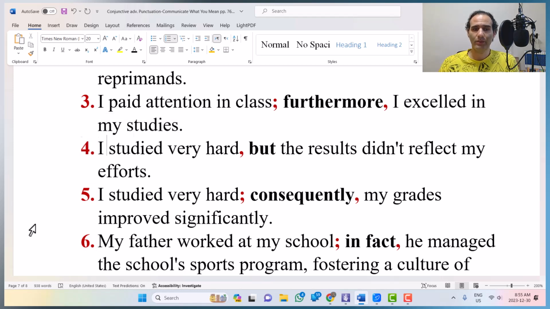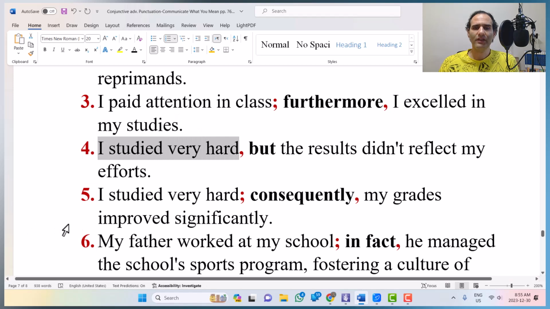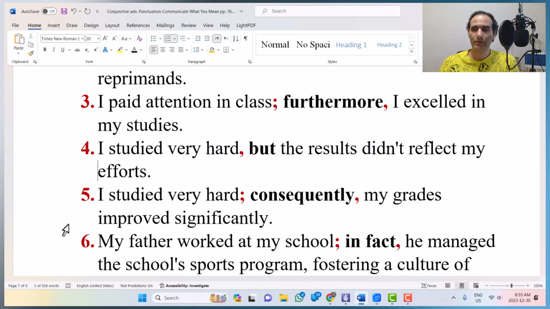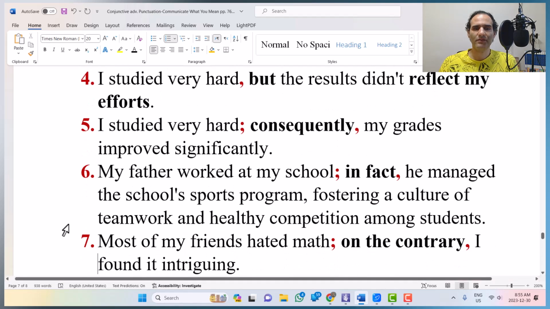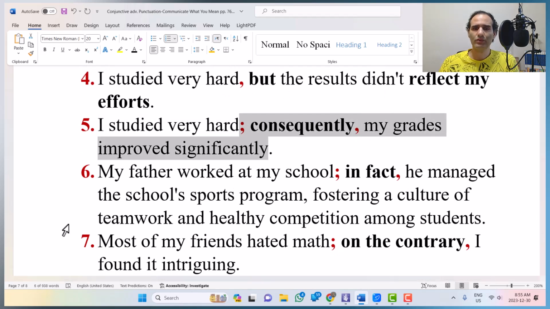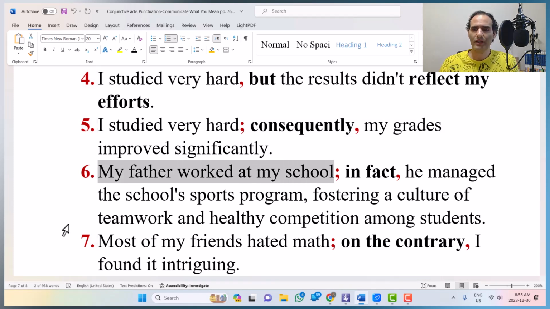I excelled in my studies. I did really well. I studied very hard, but the results didn't reflect my effort. Reflect my effort. Very beautiful. The results didn't reflect my effort. Beautiful. Number 5. I studied very hard. Consequently, so my grades improved significantly. Okay. Number 6. My father worked at my school.